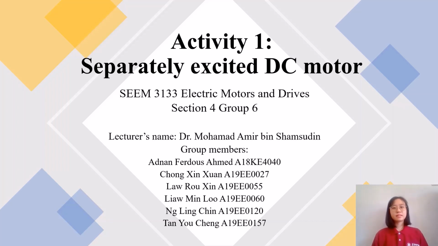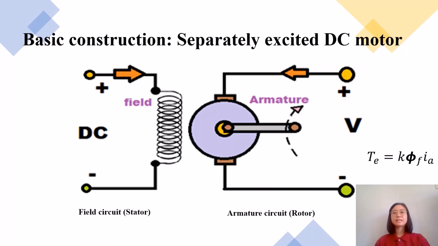I'm Min Lu. Lin Qin and I will present the basic construction of separately excited DC motor. Separately excited DC motor has both stator and rotor. Stator is a stationary part of the machine and it contains the field winding that is used to produce the required magnetic field by DC excitation. Rotor is a rotating part of the machine which consists of armature windings.